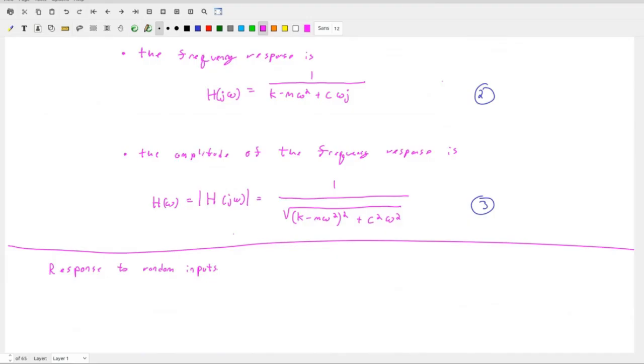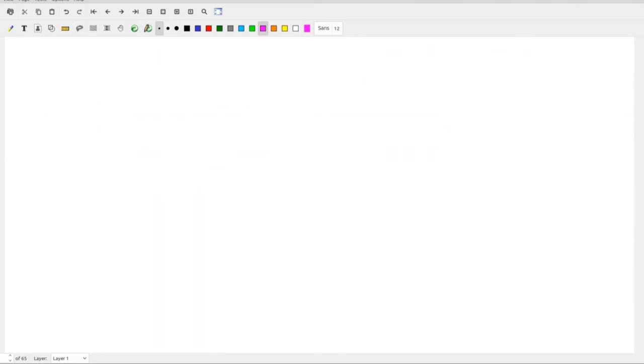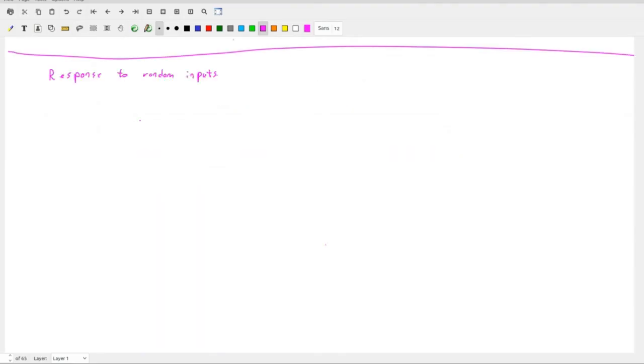But now we want to look at random responses. For a known time t, the value of our input f of t is only known statistically. So we don't know what our input is. For a random response, f of t is only known statistically.